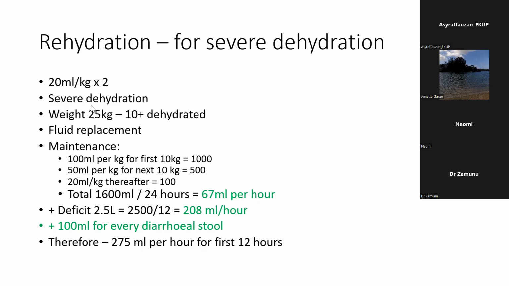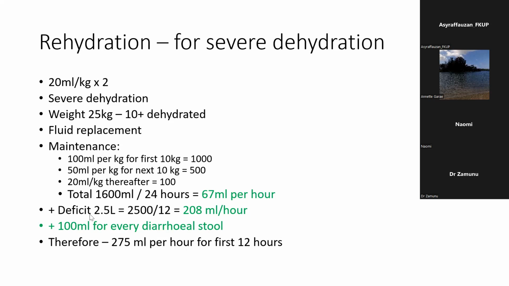And this child's deficit, 10% of 25 kilos, is 2.5 liters, or 2,500 mils. So if you divide that by 12, because you want to replace it in 12 hours, that's 208 mils per hour. So 208 plus 67 is about 275. We wouldn't normally run fluids that high, but that's why you need to calculate it specifically for that child and think, well, it seems a large amount of fluid, but this is what he needs to rehydrate him.